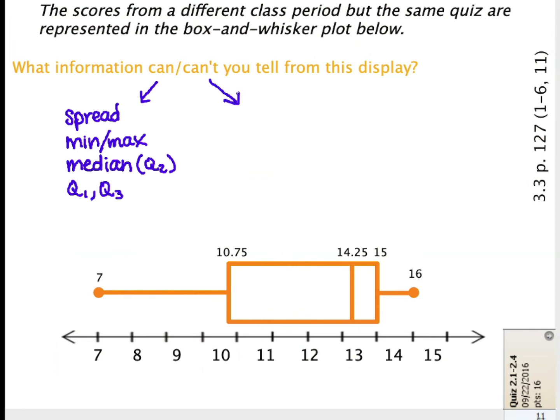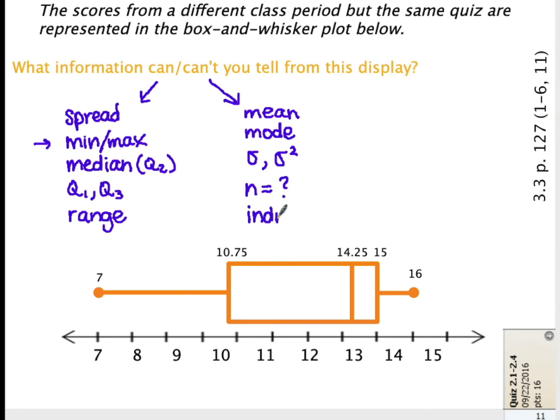What can't we tell? We can't tell what the mean is, and we can't tell what the mode is. I would suspect the mode might be in here, since so many of the scores were clustered so tightly in that area, but I wouldn't be able to know that for sure. Since I have the max and the min, I could calculate the range, but I would need individual data values to find the standard deviation or the variance. I can't tell how many students are in this class period. And even though I know the max and the min, those are really the only 2 scores that I know. I don't know the actual individual numbers.